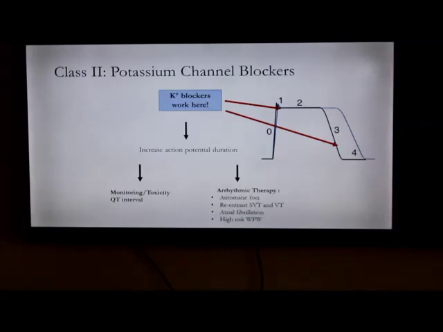Potassium channel blockers work in phase 3, in the repolarization, so it will prolong the action potential. So what will we see on the ECG?